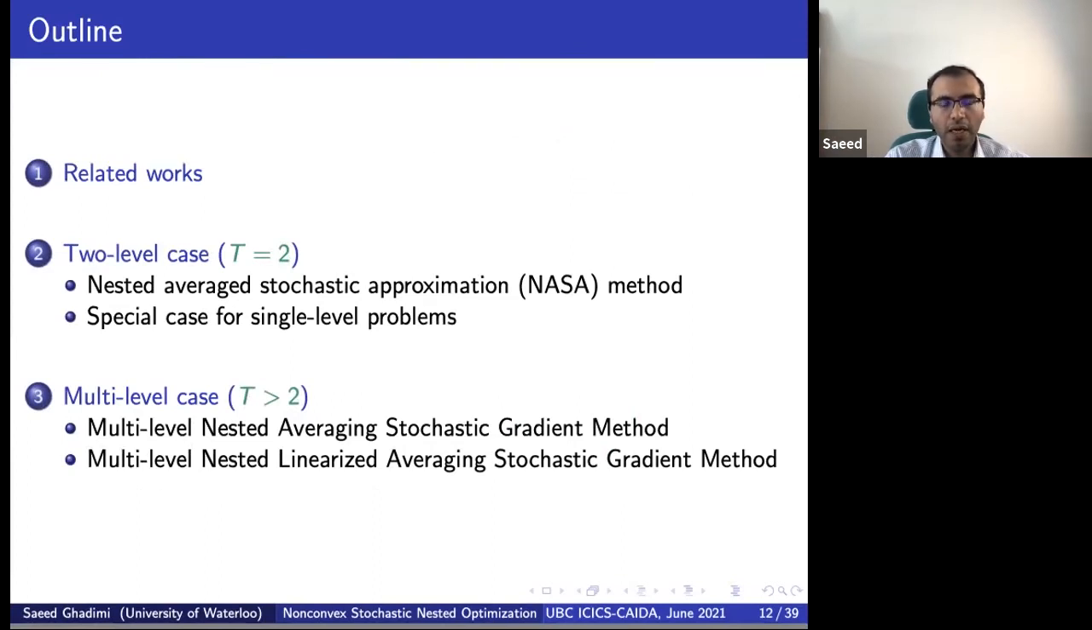For the rest of the talk, I first review some related works, then I will talk about the algorithm for solving the two-level case, where we just have a composition of two functions. And then I will talk about the generalization of that algorithm to the multi-level case, where we have more than two functions. For example, in the risk-averse function we have a composition of three functions, and in multi-stage problems or deep neural nets, usually we have more than two functions in the nested structure.